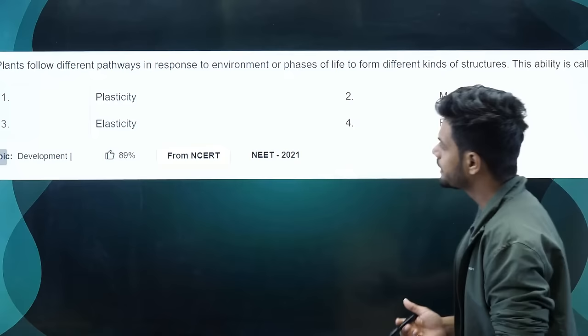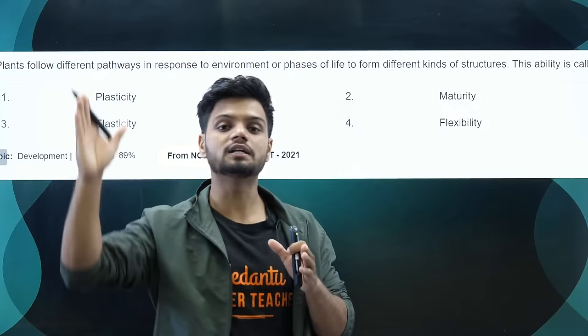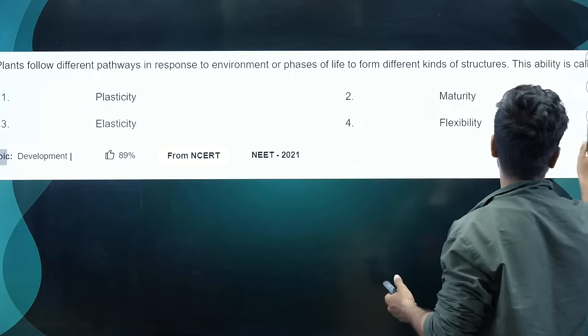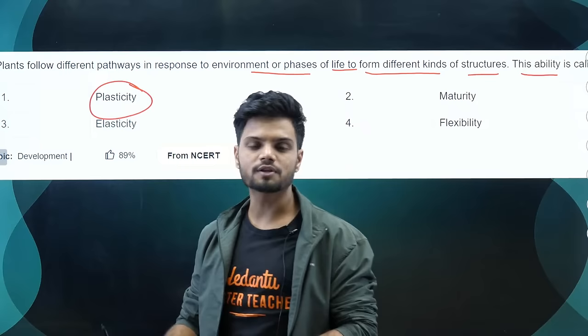Right? Next question. The plant follows a different pathway. Again, important question. All of you have a fixed pathway. Imagine you deviate from your pathway and you want to take a different pathway. That is called plasticity. The plant follows a different pathway in response to environment or phases of life to form different kinds of structures. This ability is called your plasticity. Example is your buttercup.